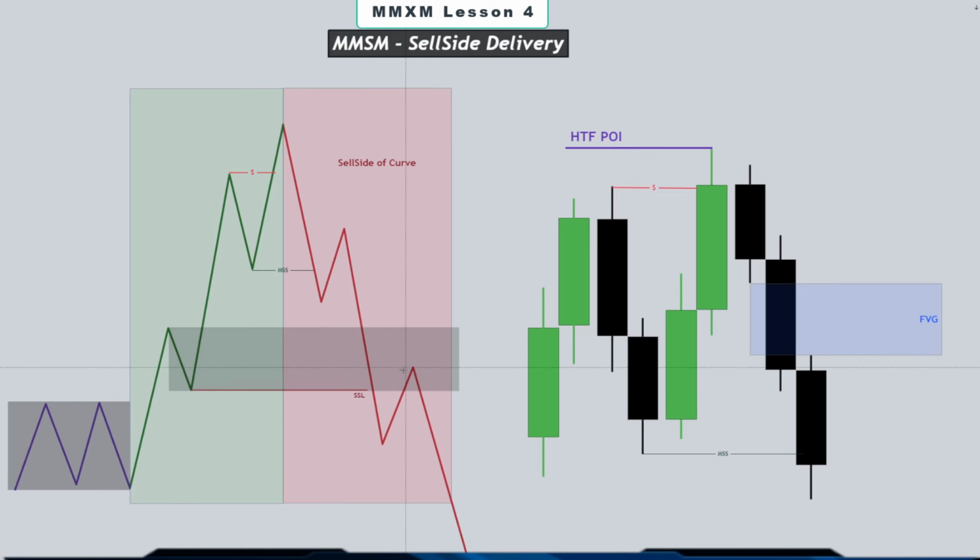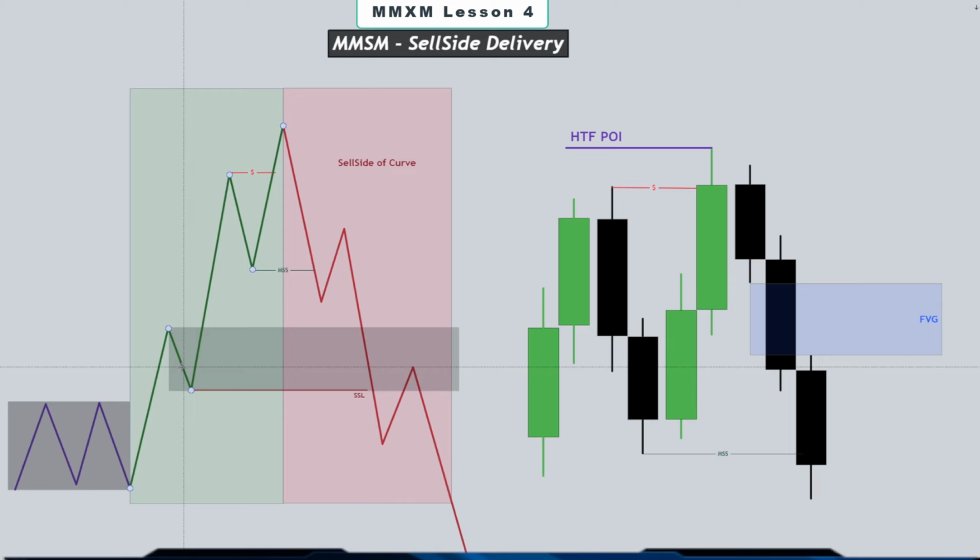stage of the distribution. Now a distribution block, or the D block, is the last down close candle or candles. If there are multiple like this or this, the last down close candles inside of your first stage of accumulation, which is this side. And again, there can be multiple stages, but the concept remains the same. The last down close candle or candles are your distribution block.